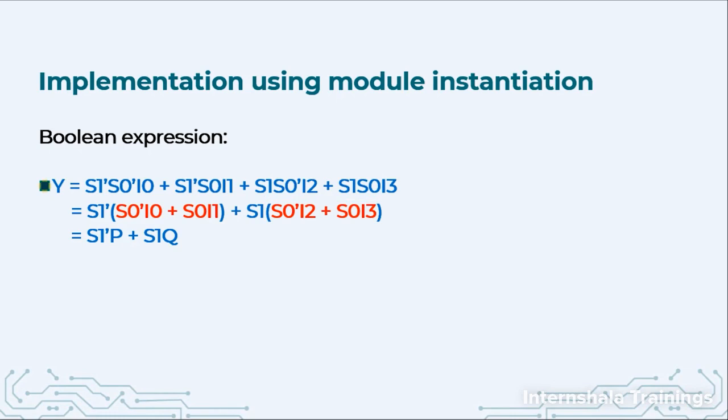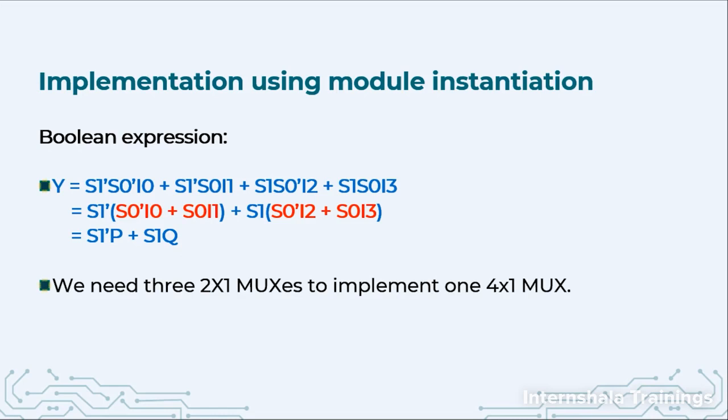These highlighted terms are actually a 2x1 multiplexer. In the first one, S0 is the select line and I0 and I1 are the inputs. In the second one, S0 is the select line and I2 and I3 are the inputs. And if I assume these two as P and Q, then I get another 2x1 multiplexer, which is the last line and which says S1 is the select line and P and Q are the inputs. So we can implement a 4x1 multiplexer using three 2x1 multiplexers. So now we get a good idea that we are going to use module instantiation.